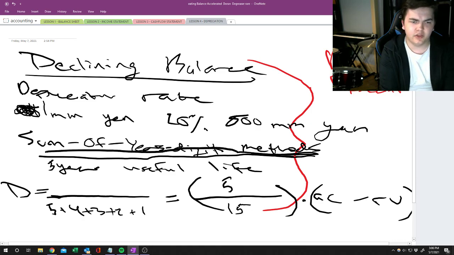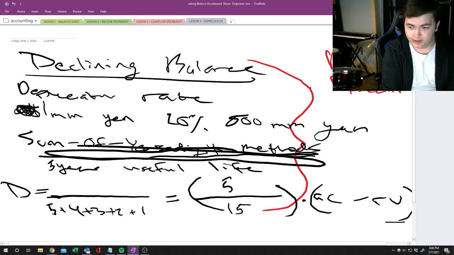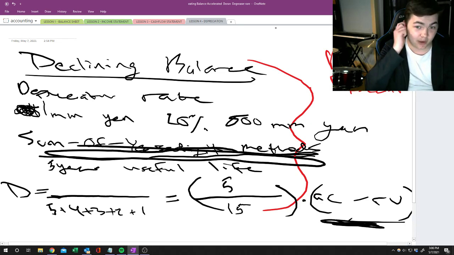And then you have the sum of the year's digits method, which is kind of funny and goofy in that you sum up the digits of the years as your denominator, and then whatever period you are in, however many years left in useful life, you put that in the numerator, and then that fraction is multiplied by the depreciable cost that we've used in the other methods.